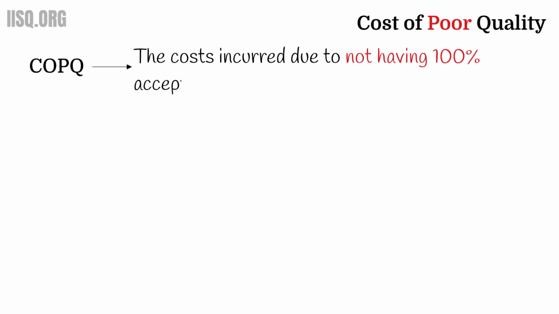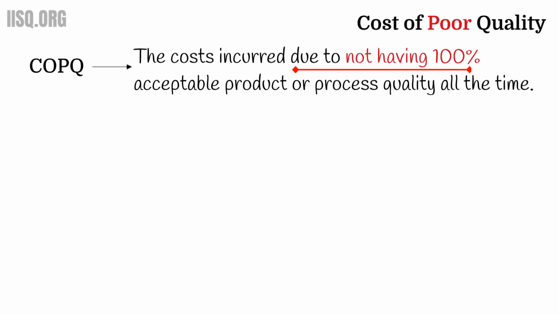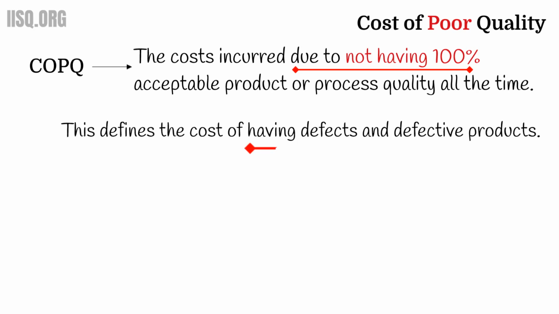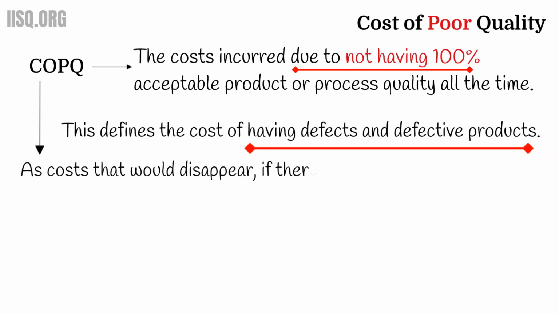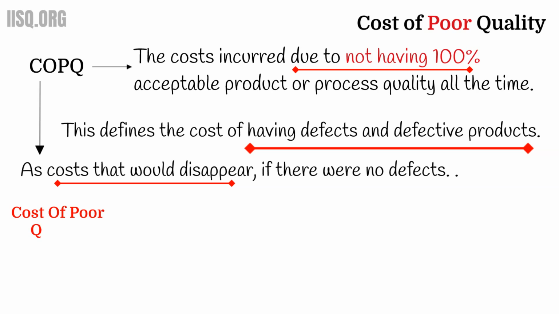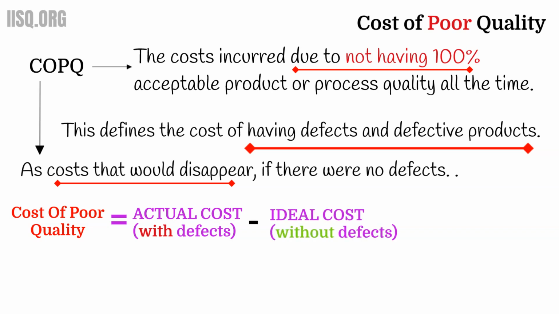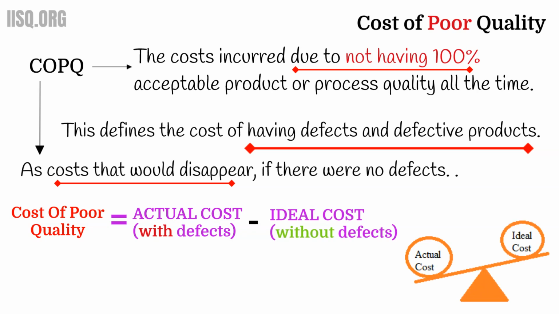There is another term called cost of poor quality, or COPQ. This means the costs incurred due to not having 100% acceptable product or process quality all the time. This, in turn, defines the cost of having defects and defective products. In other words, COPQ can be defined as costs that would disappear if there were no defects. Therefore, it can be expressed as COPQ equals actual cost of producing products with defects minus ideal cost of products without any defect. Needless to say, here the actual cost is always more than the ideal cost.